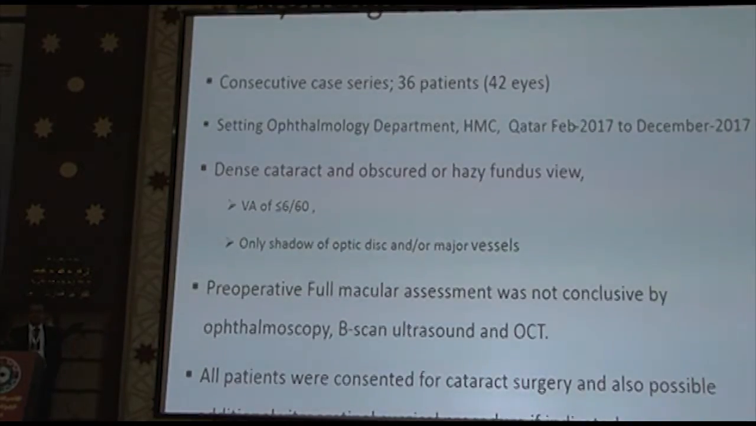All the patients had vision of 6/60 or worse, and the view of the fundus was limited to the major vessels or the disc. There was no way to do OCT or fundus photo, and a B-scan was done only to see if there was gross pathology in the retinal axis, such as retinal detachment. But the details of the macula cannot be assessed by B-scan. All the patients consented to cataract surgery with the possibility of additional surgery if needed.